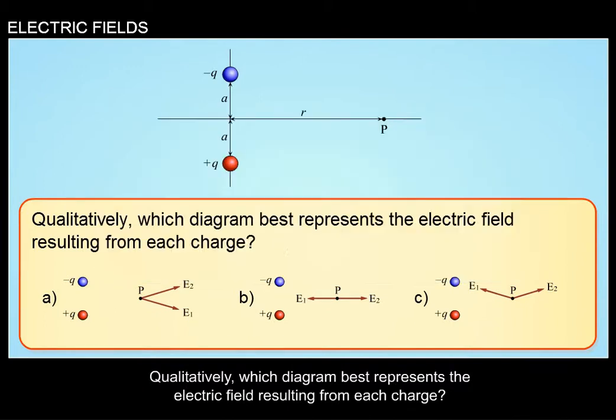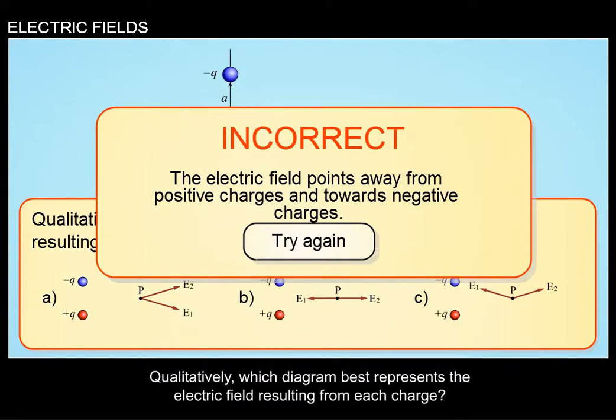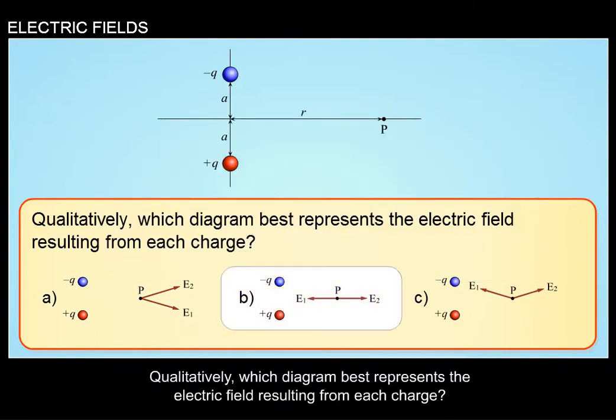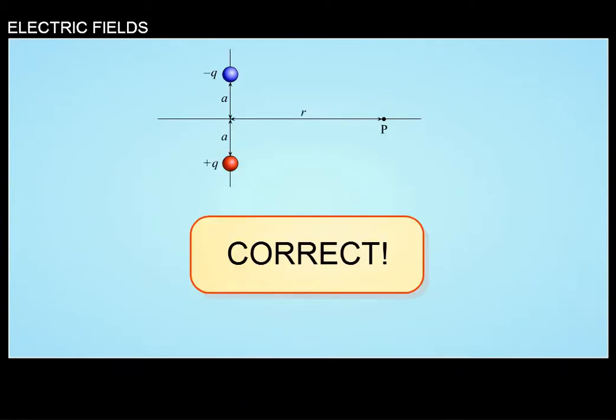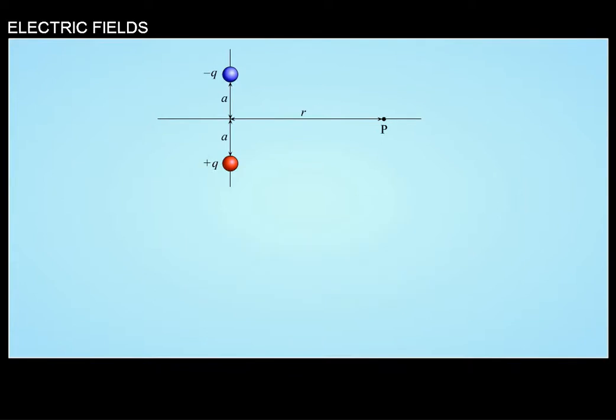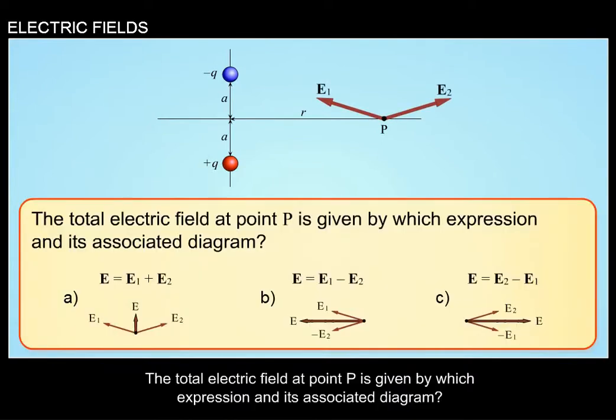Incorrect. The electric field. Incorrect. Correct. The total electric field at point P is given by which expression and its associated diagram?